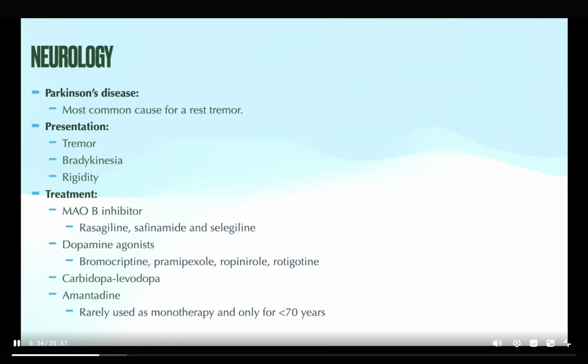So dopamine agonists, there's bromocriptine, pramipexole, oh no, ropinirole. These are very hard. So I'm going to suggest that from now on, just read them and I'll stop trying to say them out loud.